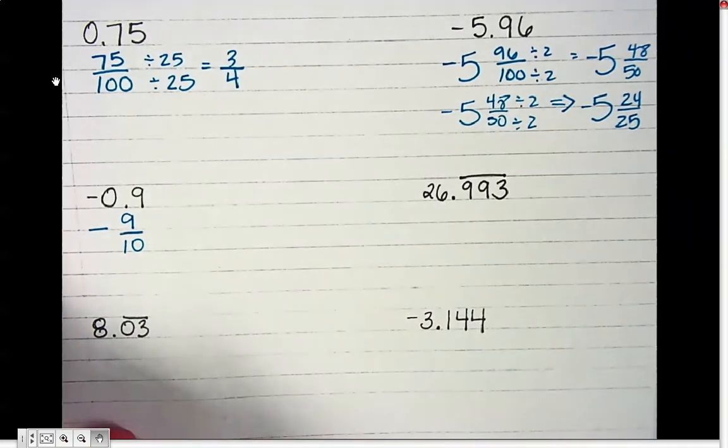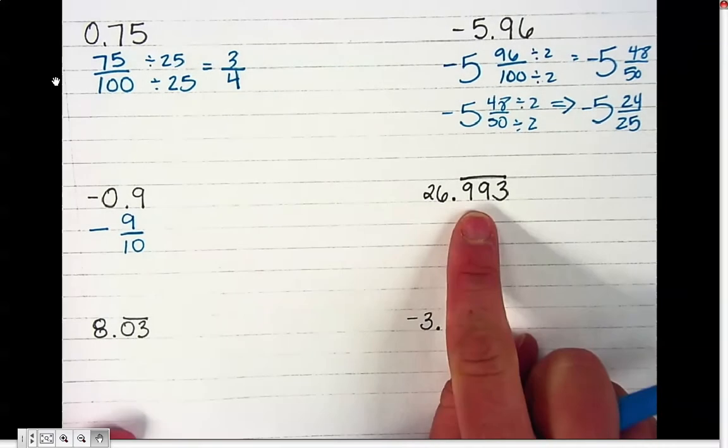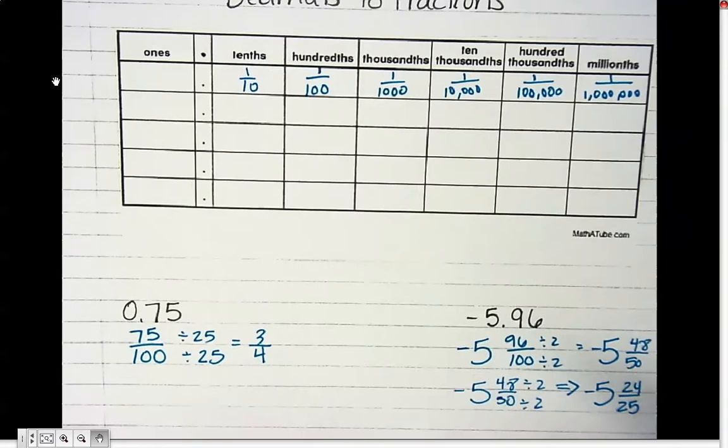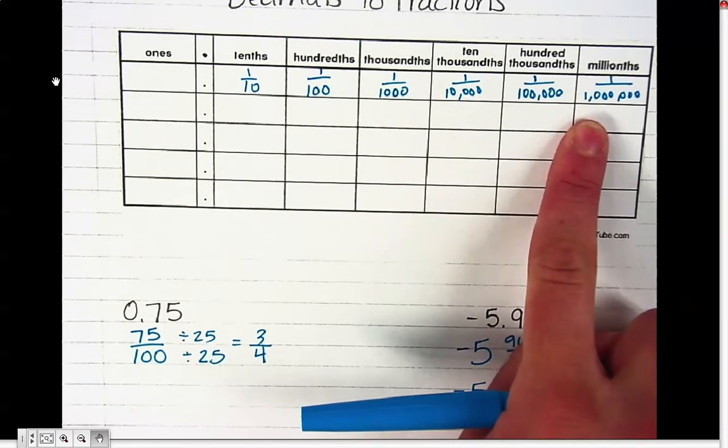Now next, we have a repeating decimal. How are we going to do a repeating decimal? Because it's not going to end in one of these nice place values. It keeps going on and on and on forever.